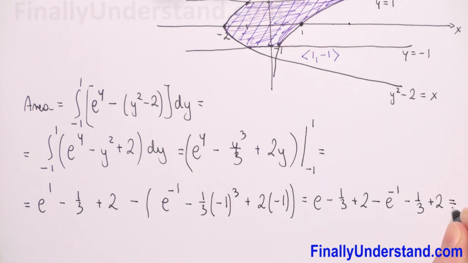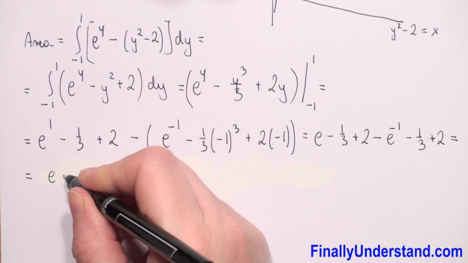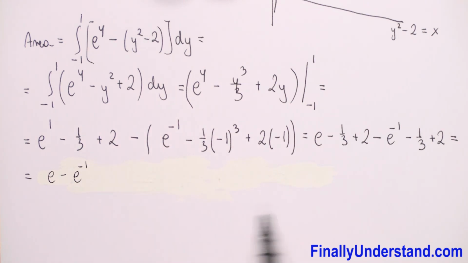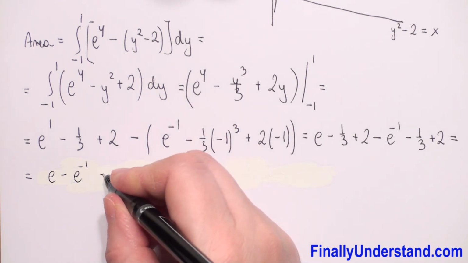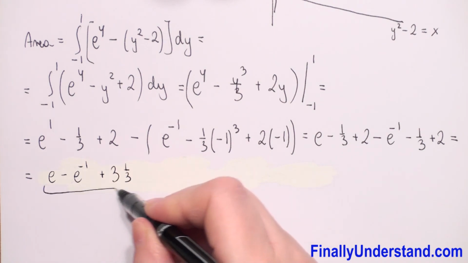So this is equal to e minus e to the power -1, and we have 4 minus 2/3, which is 3 and 1/3. This is my solution.